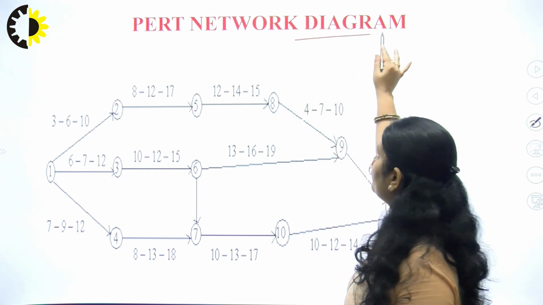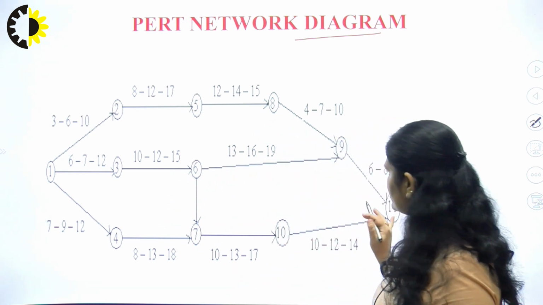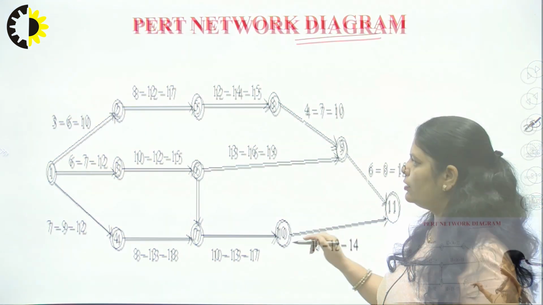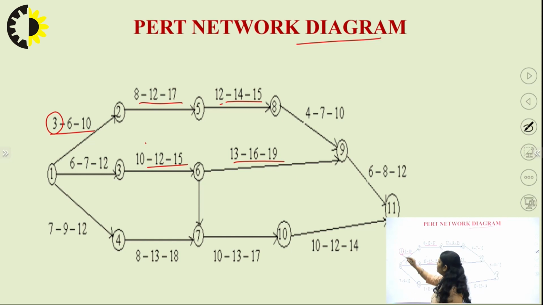Now we come to the PERT network diagram, because there are three time estimates. In this network diagram we can see there are 11 events: 1, 2, 3, 4, 5, 6, 7, 8, 9, 10 and 11. We can see three time estimates shown here. How do we tell which is which? First we have the optimistic time, which is the minimum time, then the most likely time, and last the pessimistic time.